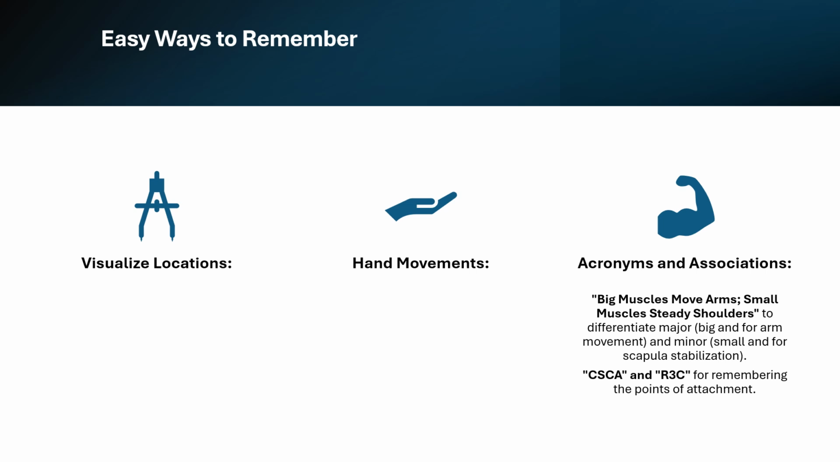Now I put hand movements down, so for pec major, mimic a hugging motion or crossing the arms in front of the body to recall its role in adduction and flexion. For pectoralis minor, think of the action of pressing down or stabilizing a shoulder bag on your chest to visualize its scapular movements. Now remember, big muscles move arms, small muscles steady the shoulder. So to tell the difference: major, big, and for arm movements, and minor, small, and for scapular stabilization. And then remember CSCA and R3C for remembering the points of attachment.